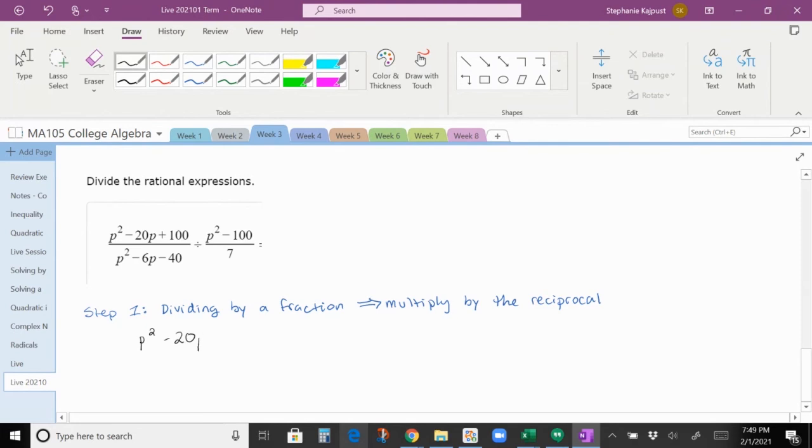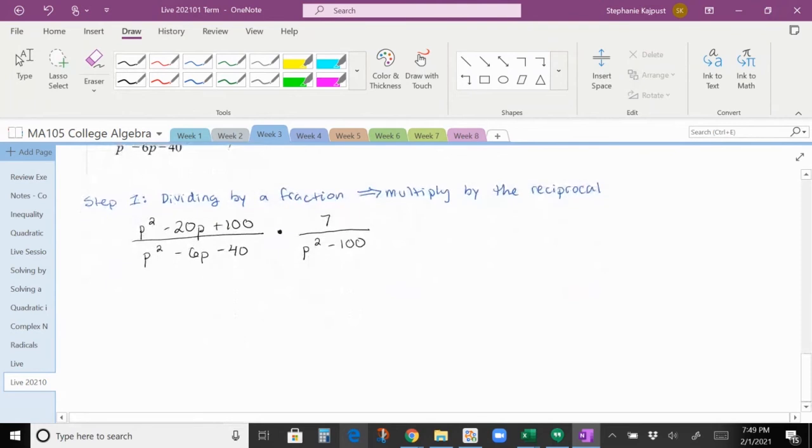So we get p squared minus 20p plus 100 over p squared minus 6p minus 40, and then multiplication. We don't use x because now we're dealing with letters and we don't want to get confused, so we just use a dot there, and then I flip the second fraction. So that's your first step, is to turn a division problem into a multiplication problem.